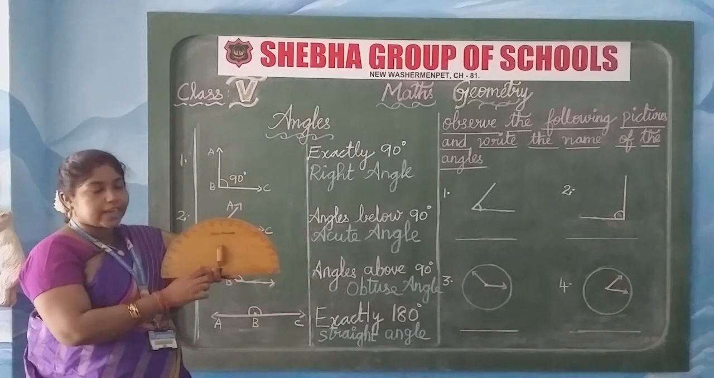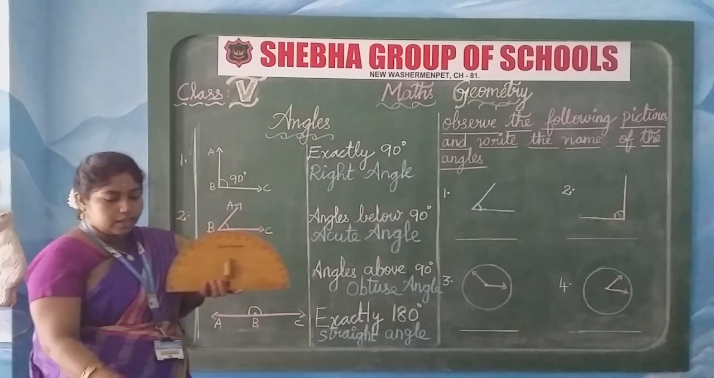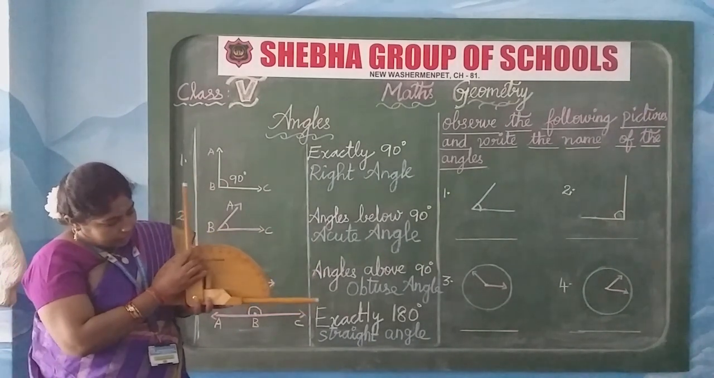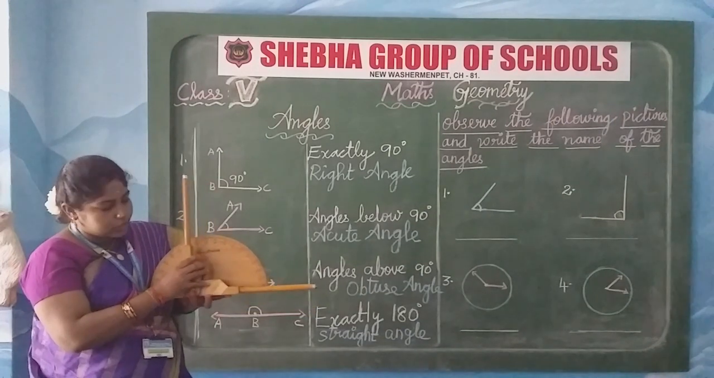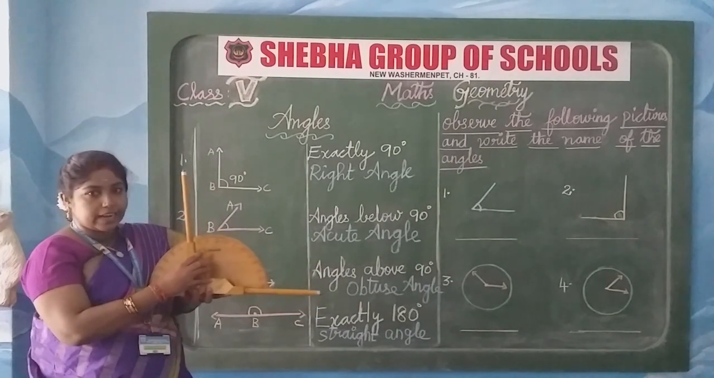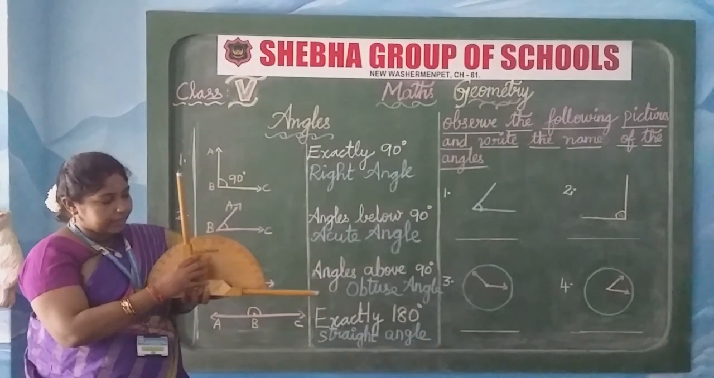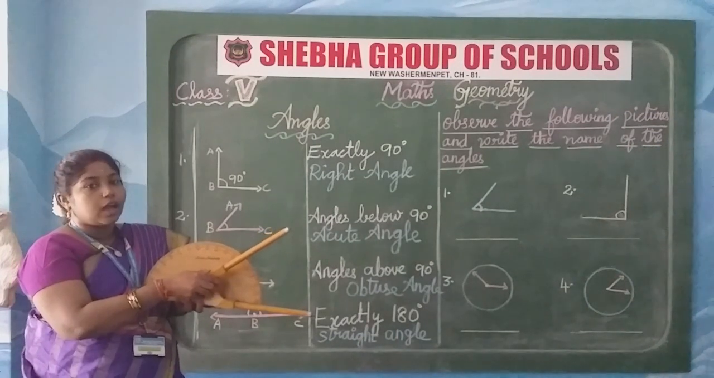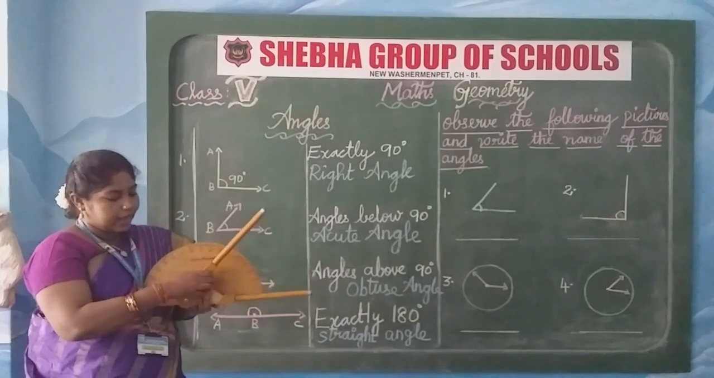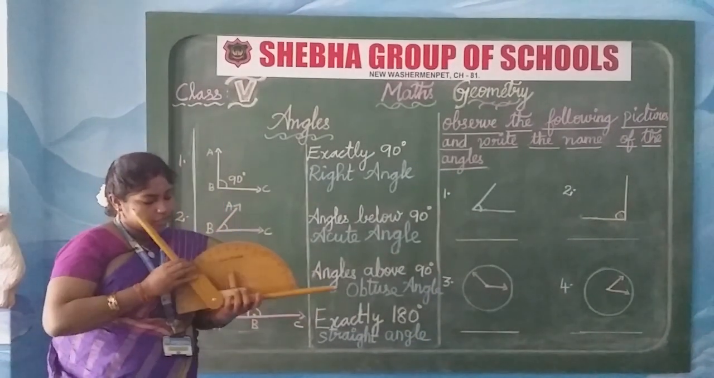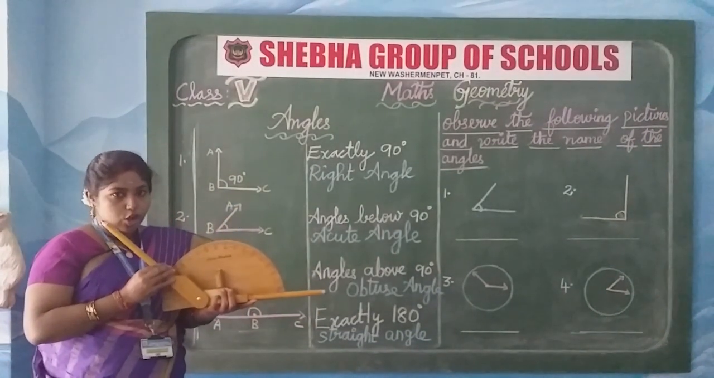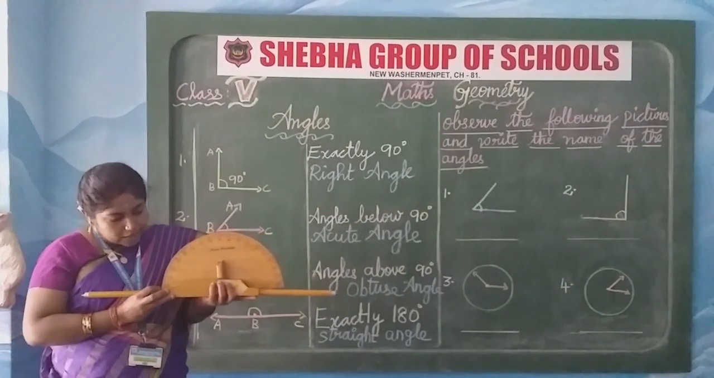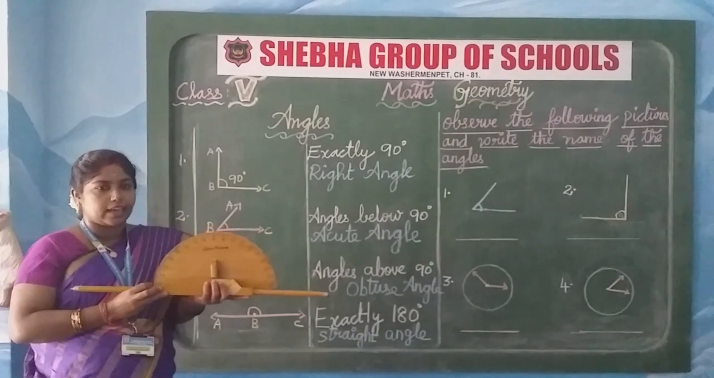Children, to measure the size of an angle, we use a protractor. This is 90 degrees. Everyone able to see? Exactly 90 degrees is called a right angle. An angle below 90 degrees is called an acute angle. An angle which measures above 90 degrees is called an obtuse angle. An angle which measures 180 degrees is called a straight angle.